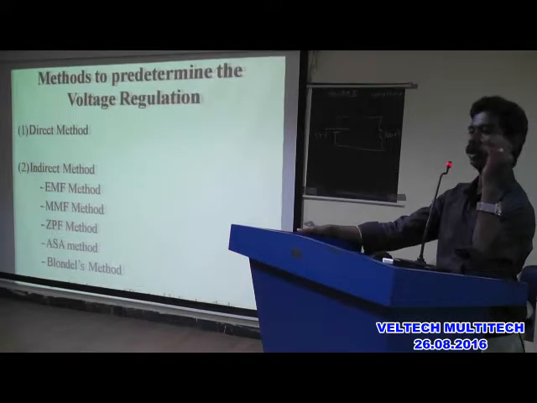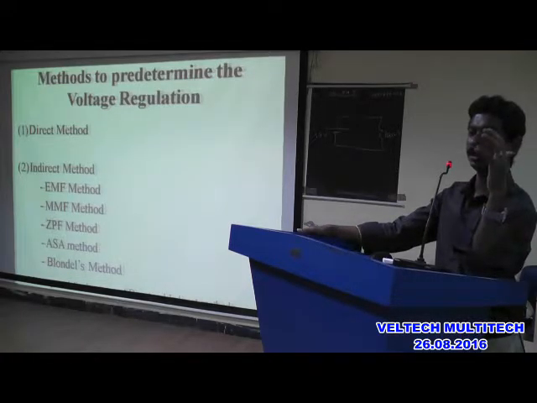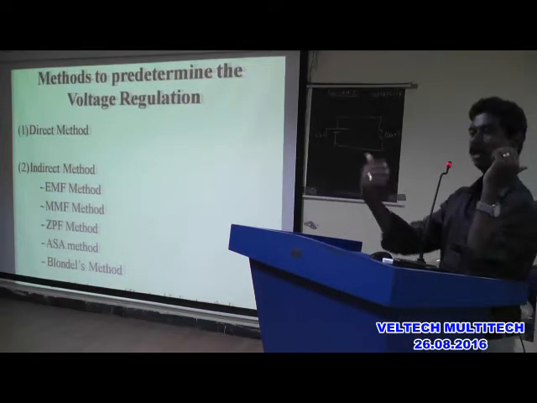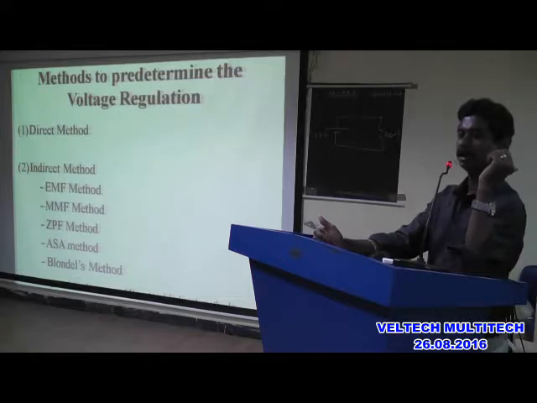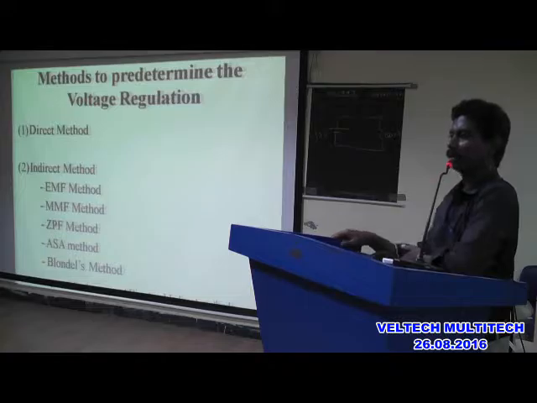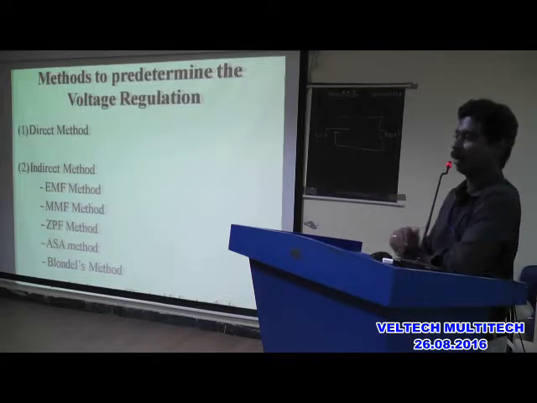So direct method means you have to load the alternator, you have to connect the actual load with the alternator. Suppose the alternator current rating is 2000 ampere, that means you have to load the alternator up to 2000 ampere. That means you have to provide such a huge loading arrangement. That is not possible for all the cases.